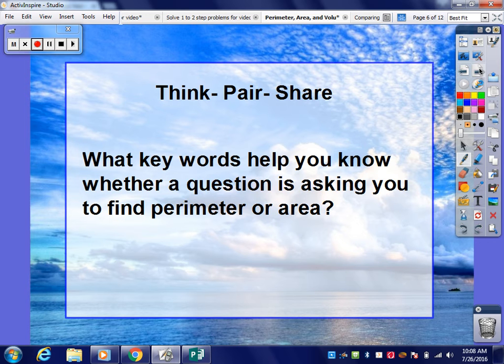Right, you have about 30 seconds now to share with your elbow buddy. Again, you're talking about what words will help you know whether the question is asking you to find the perimeter or the area. All right, go.